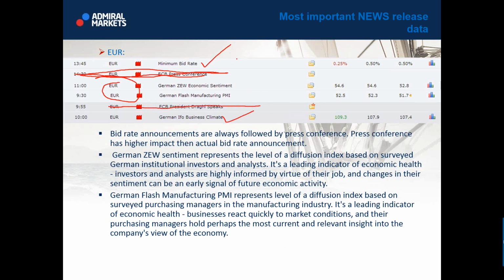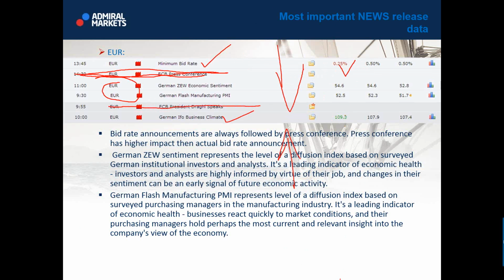I actually, you know, it's not my way to trade minimum bid rate. But if something like this happens, a deviation from the release, then we are able to trade it. So you need to watch for red or green. That is the direction which you will be trading. Red is bearish direction, green is bullish direction.